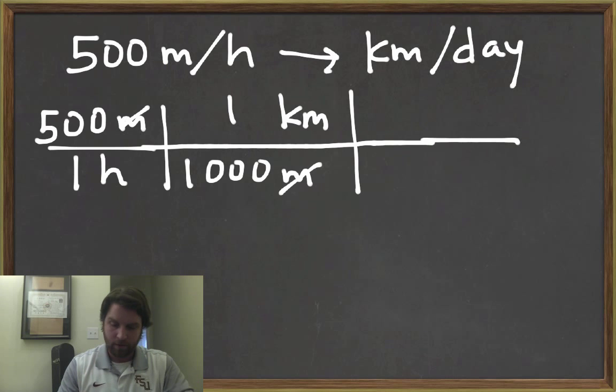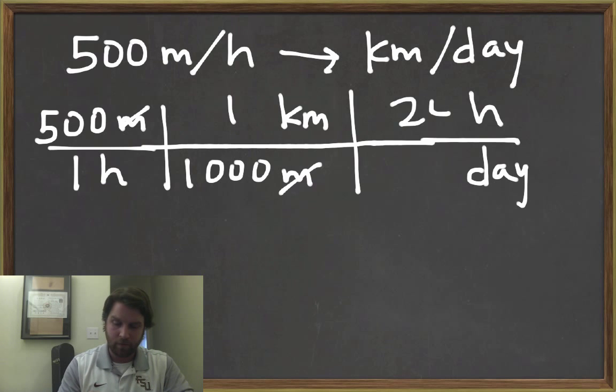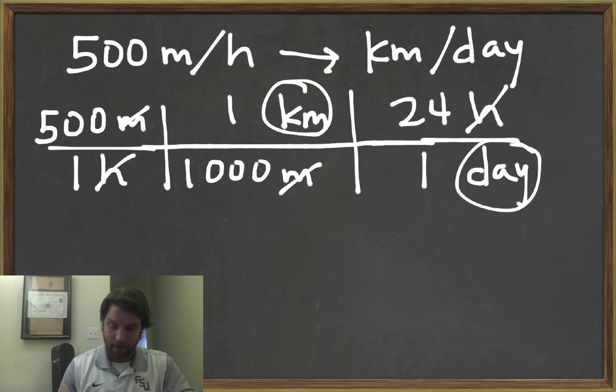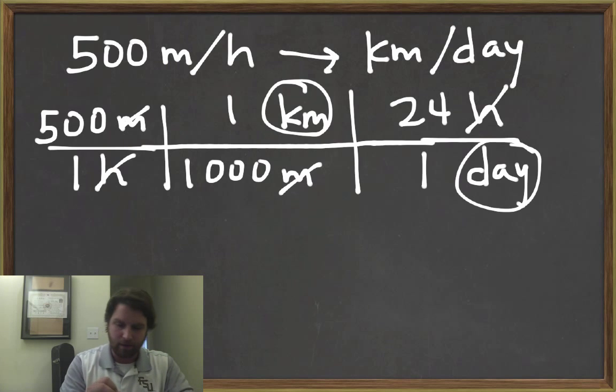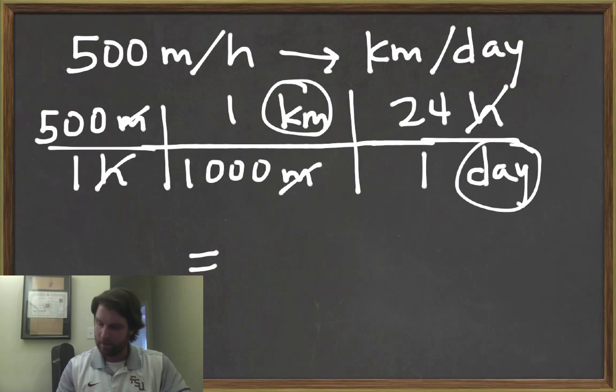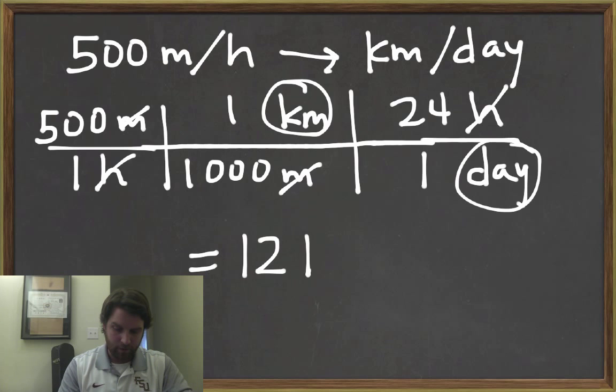Okay, great. We still have one more thing, though: our hours. We need to cancel those out and convert to days. There are 24 hours in 1 day. Hours are going to cancel out, and we are left with kilometers per day. Again, multiply everything across, divided by the product of everything on the bottom. So basically 500 times 24 divided by 1,000, and that is going to end up giving us 12 kilometers per day.